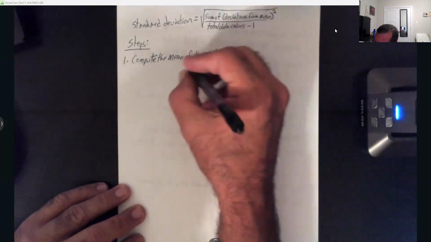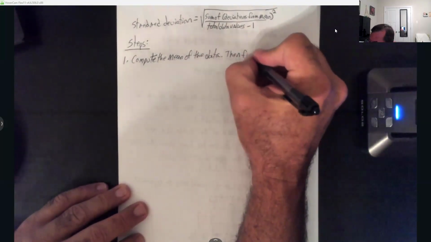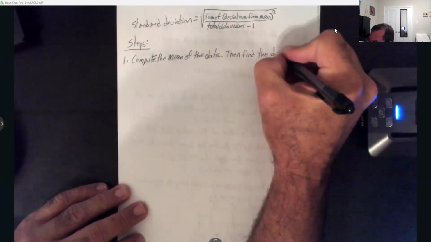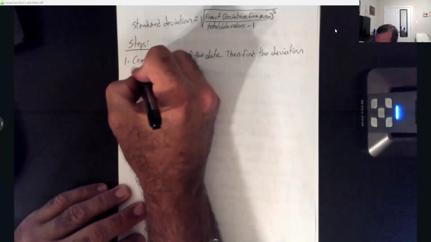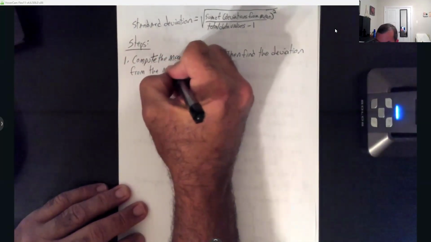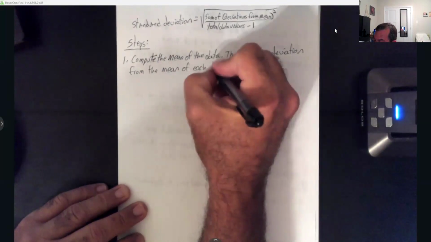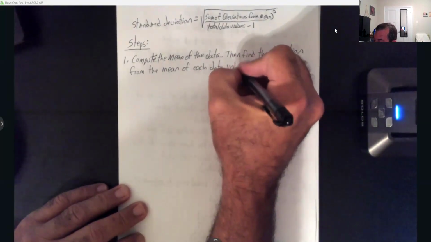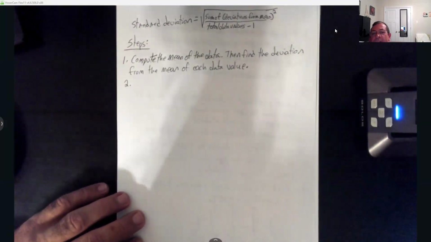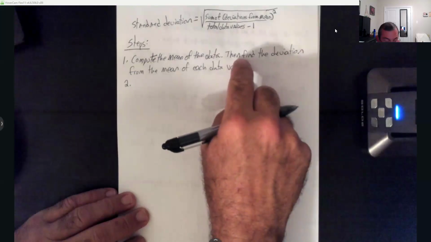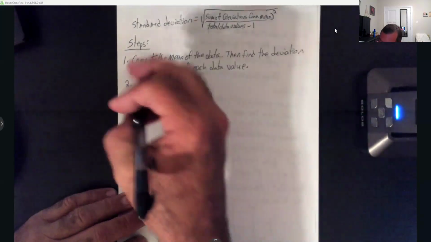Now, once we compute the mean of the data, then we're going to find the deviation from the mean of each data value. So how far from my average was each of these points, okay? That's the deviations. So we find all these deviations from the mean for each data point.